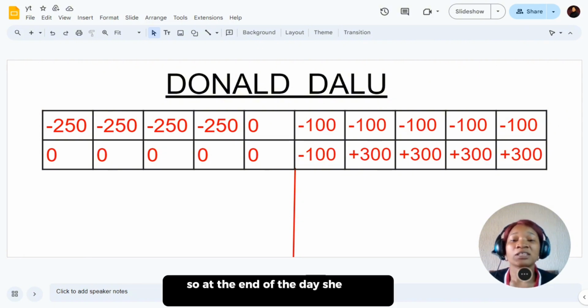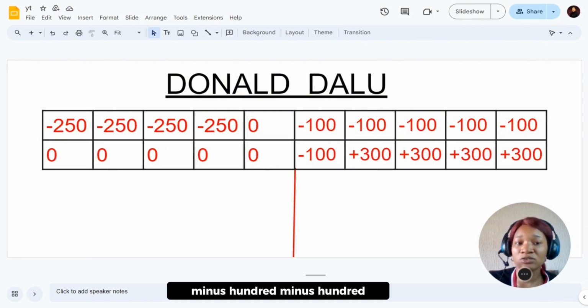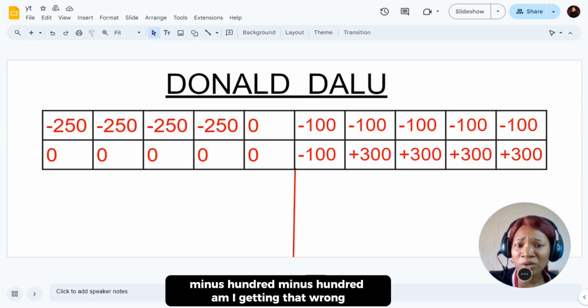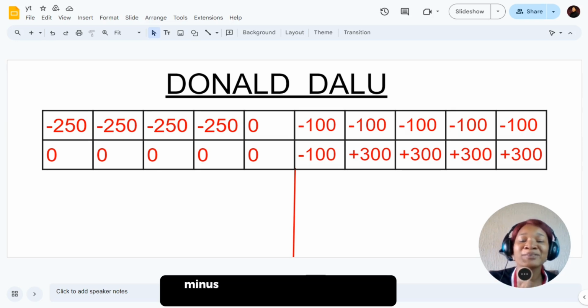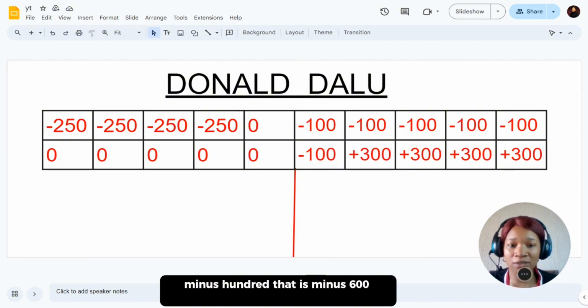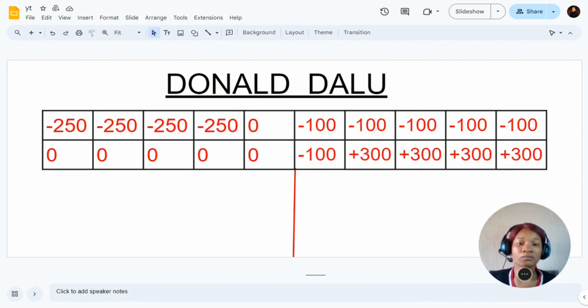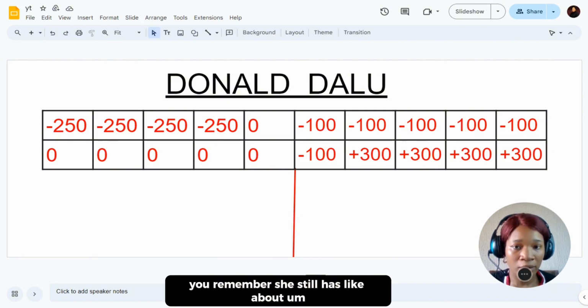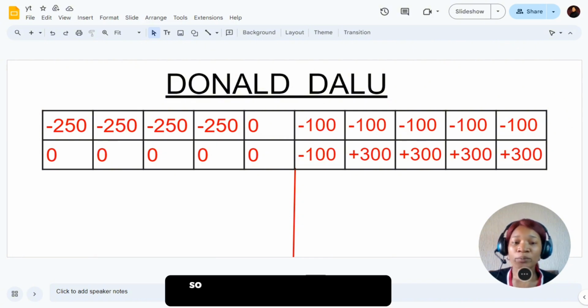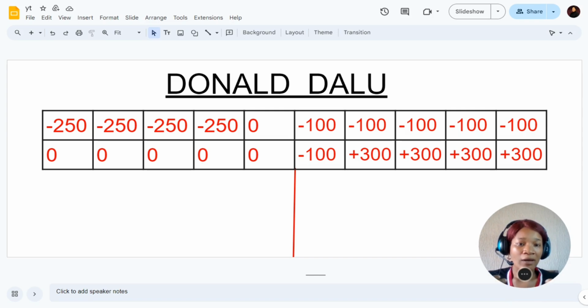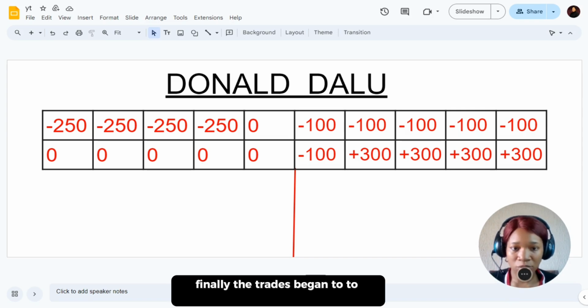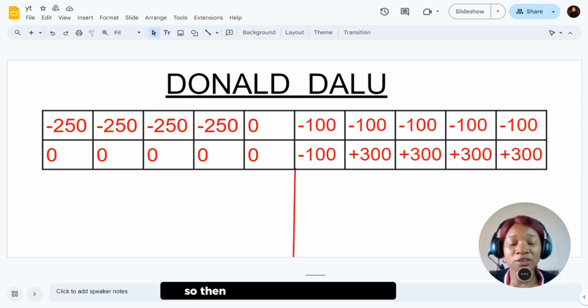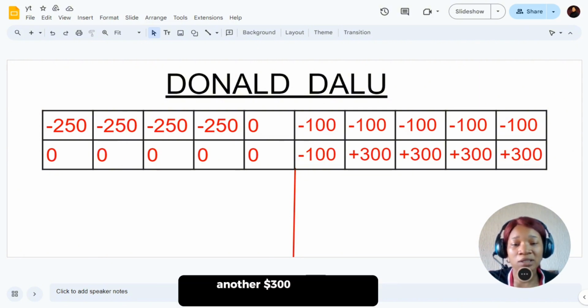So at the end of the day, she had minus 100, minus 100, minus 100, minus 100, minus 100, minus 100. That is minus 600. And then on the 7th trade, remember she still has about $400 left. So putting $100 into the market again, finally the trades began to yield something. She made a profit of $300, another $300, another $300, another $300.